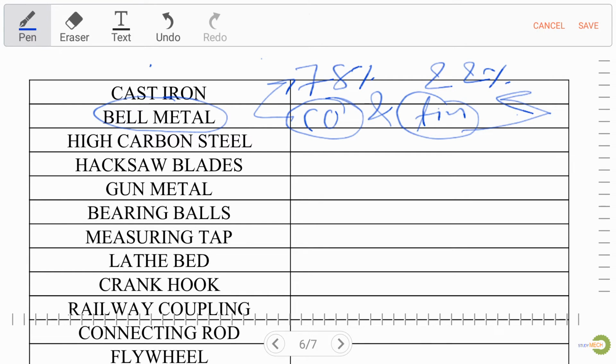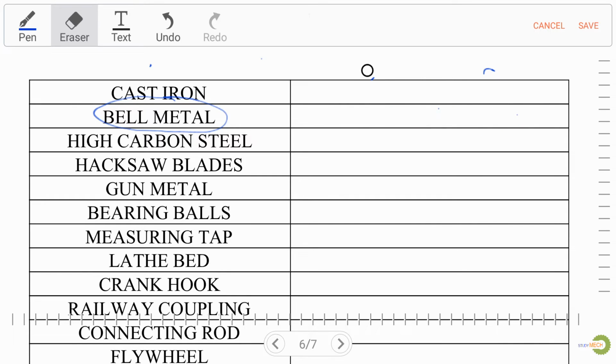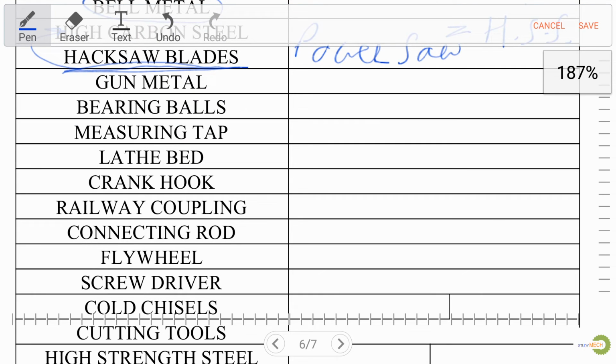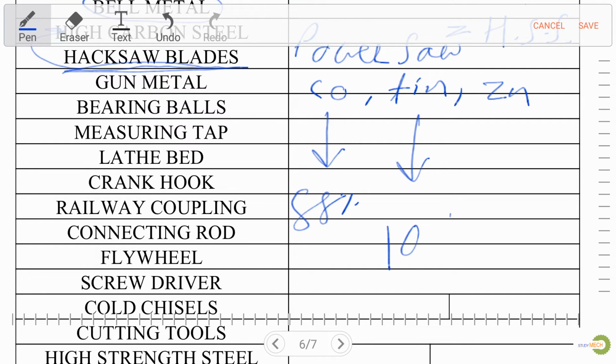Now next is high carbon steel, that we know. We have already discussed high carbon steel. Next is a hacksaw blade. Hacksaw blade is made from high carbon steel, and there is another, power saw. Power saw is made from high speed steel. Remember. Now next is gun metal. Gun metal, the composition is copper, tin and zinc. The percentage of copper is 88%, the percentage of tin is 10%, and the zinc is up to 2%. So remember this.